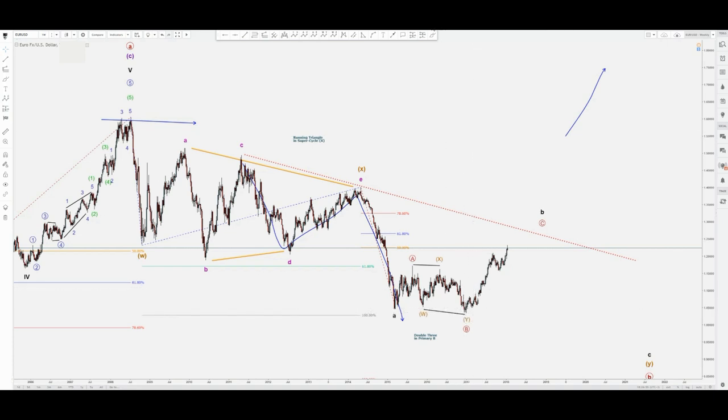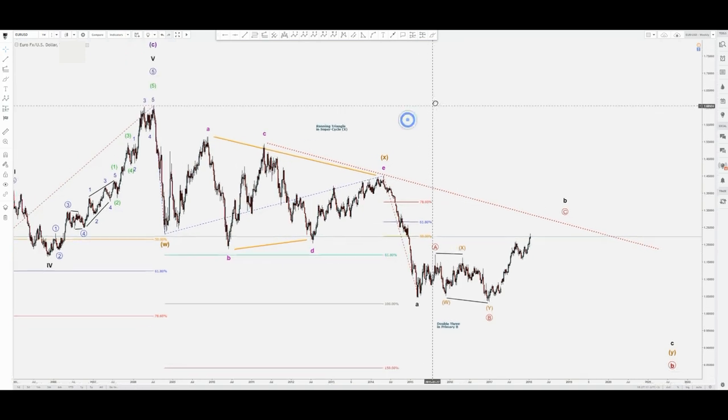December 2016 is actually a giveaway because it creates a new low. So it can only be, in my personal opinion, a fake breakout for a corrective structure. So I will be zooming in to that piece.